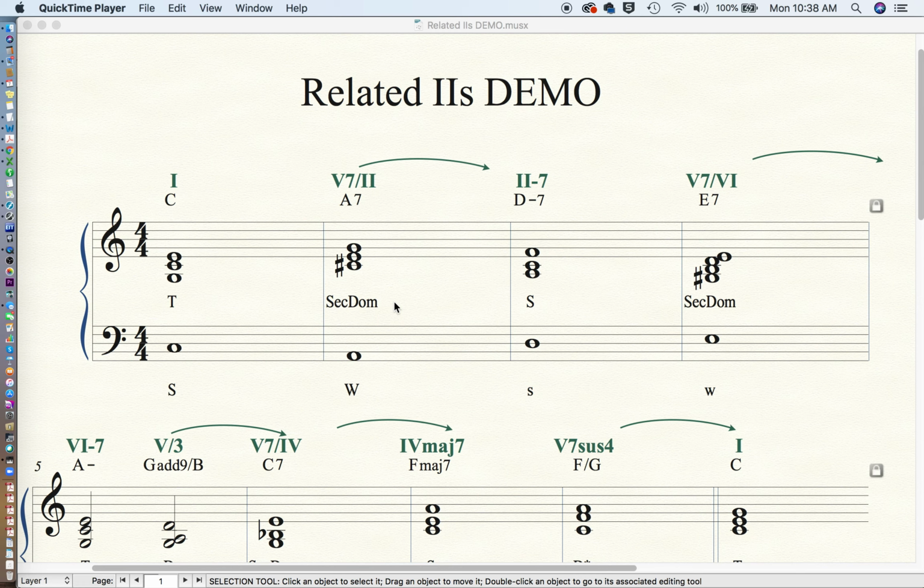So I wanted to talk to you a little bit about related twos and secondary dominants today. This is a little piece that I showed you before that has a lot of secondary dominants in it. And we're going to add some related twos, but first let's remember what it sounds like. I'm going to improvise a little to make it sound a little bit more like real music.